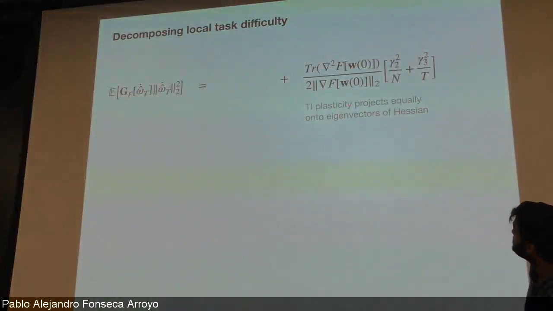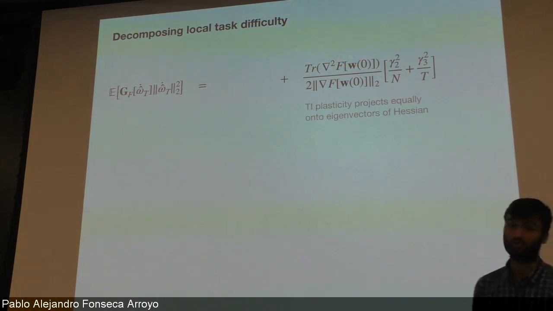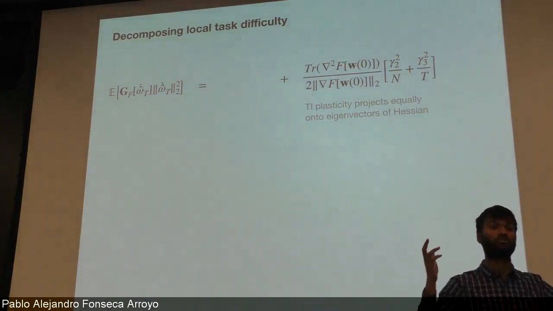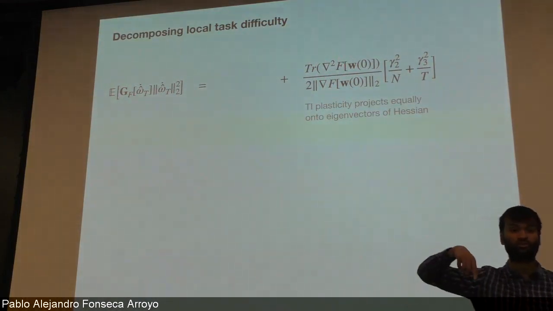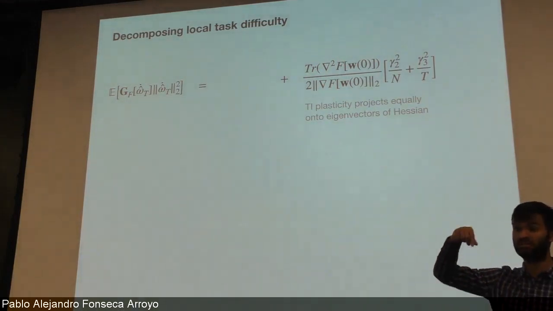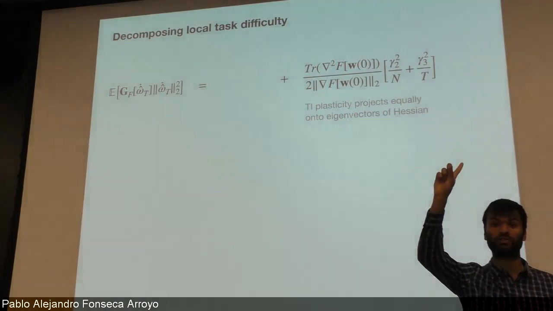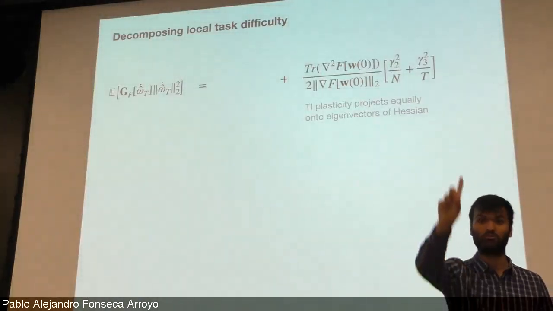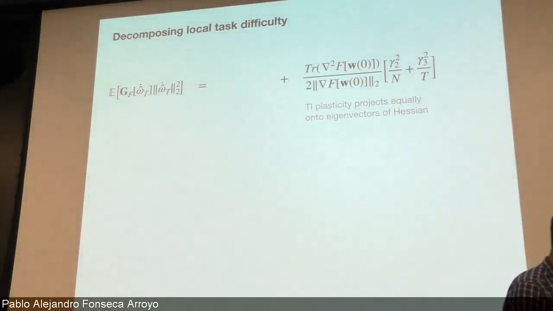What that means is that how much it affects local task difficulty is going to depend on the trace of the Hessian. If I have a very high positive trace, as I was saying earlier, then most directions are very upwardly curved. So that plasticity is going to hurt my learning rate a lot, because I'm going to be deflected upwards on the error landscape.